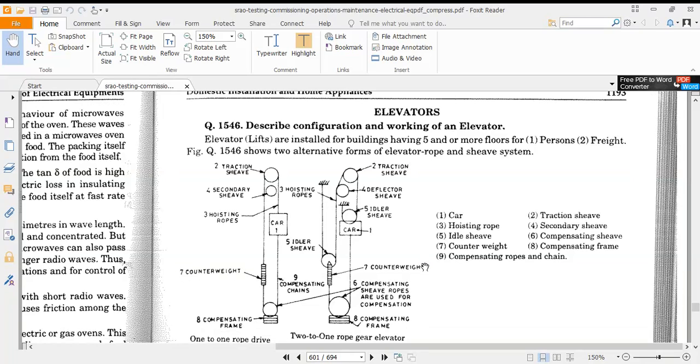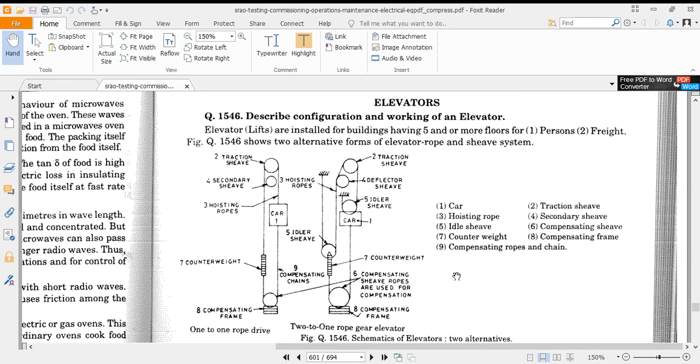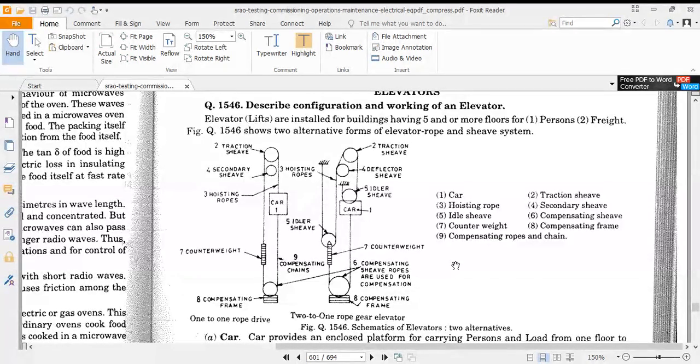This is one of the important factors. Describe the configuration and working of an elevator. Elevators, in our general terms, we call them lifts. Lifts carry us from one floor to another floor. So this is a typical schematic diagram for elevators. This is one alternative. This is the second alternative. Most of the time we see this.